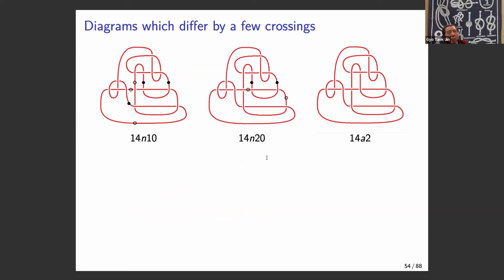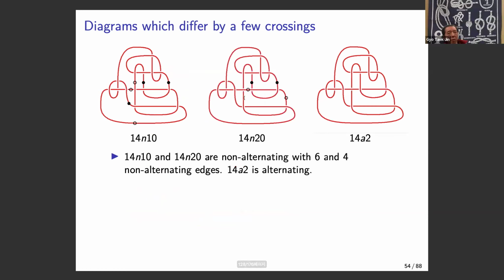And so you can compare these three knots. They have the same projection, but differ: for this one you change these two crossings, and you get this, and then if you change these two crossings, you get this.